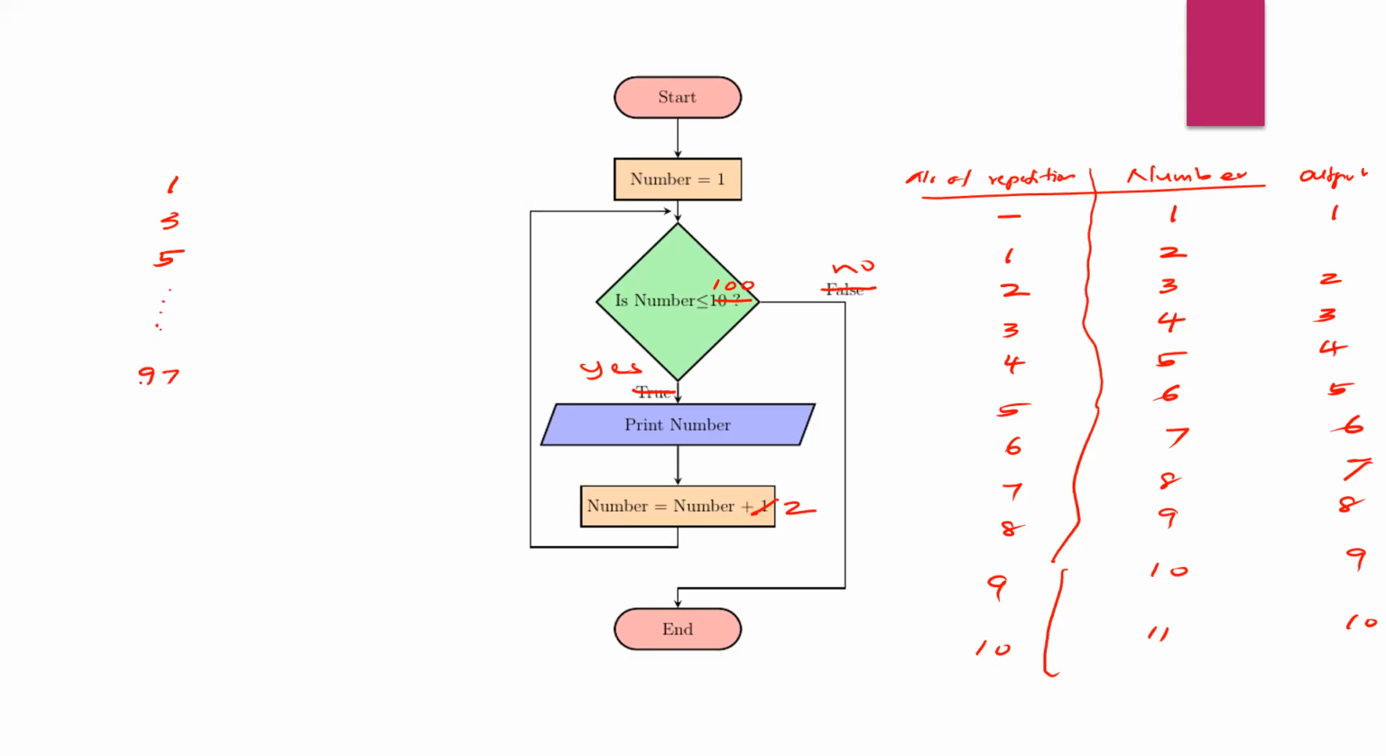Let's say 97. You print 97, plus 2, 99. You go up. 99, is it less than 100? Yes, you print 99. 99 plus 2, 101, and you check whether 101 is less than or equal to 100. No, then you come out. So this is the only change that you have to make.